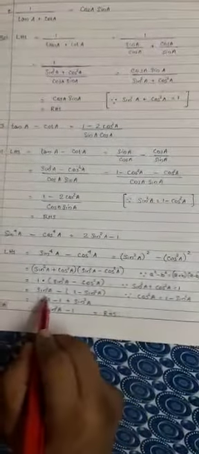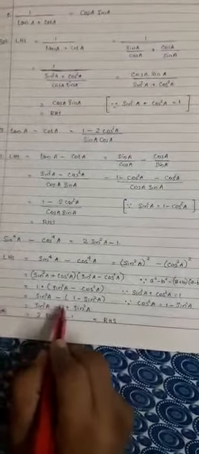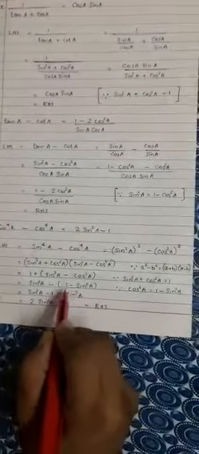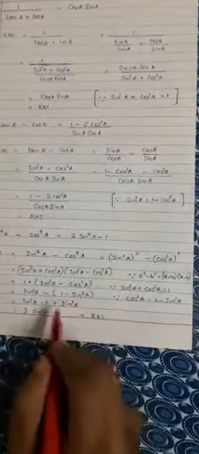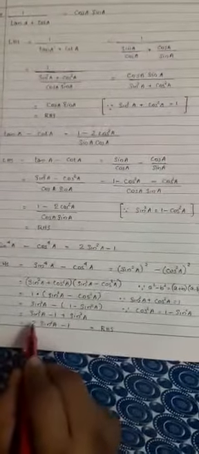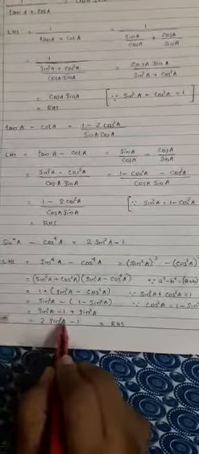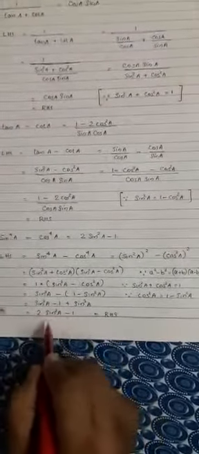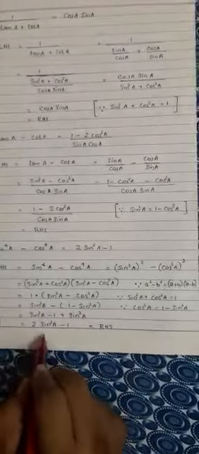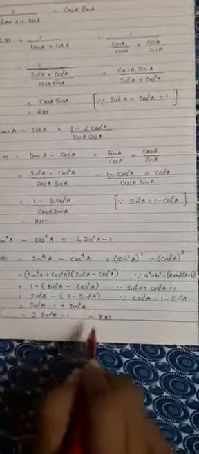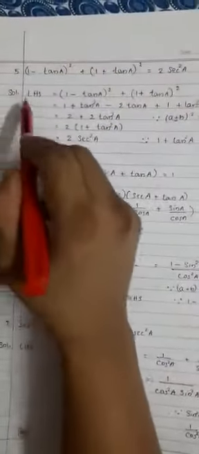So this becomes sin square A minus cos square A, you can write 1 minus sin square A. That is equal to sin square A minus 1 plus sin square A. That is equal to 2 sin square A minus 1. That is RHS. Next question.